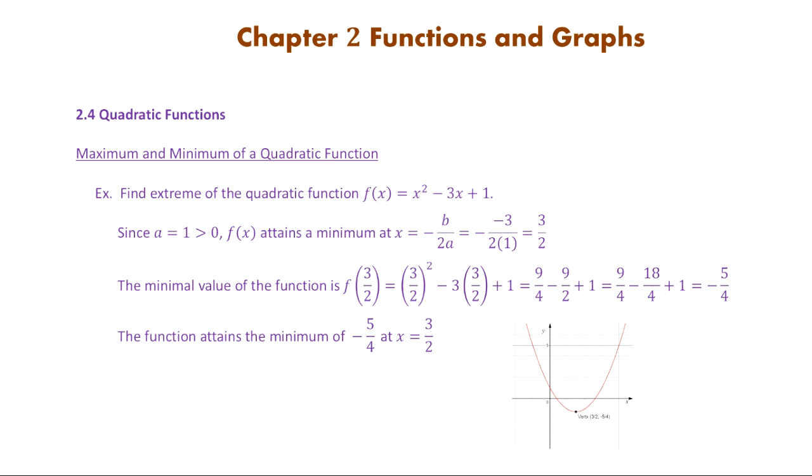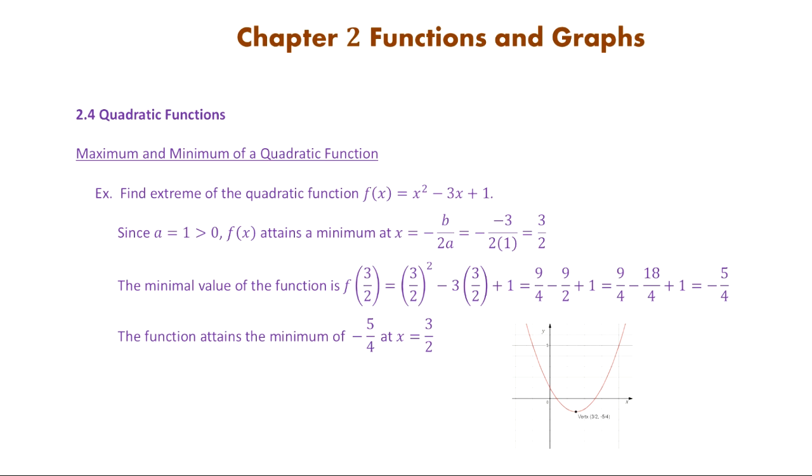And where is the minimum? You just use the formula again. x or h equals negative b over 2a, and plug in b and a, and we get negative 3 for b and a equal to 1. So if you do the calculation, 2 negatives make a positive, and 2 times 1 is 2. So we got 3 over 2 for the h at the vertex, or x.